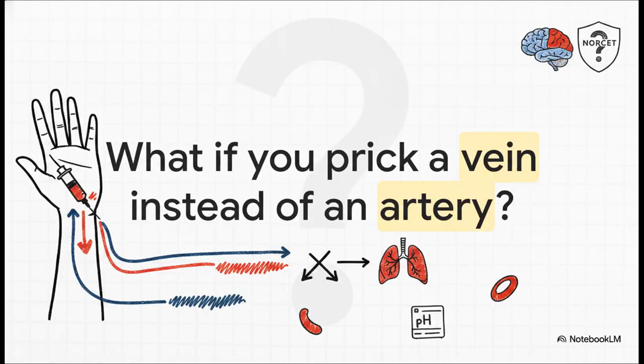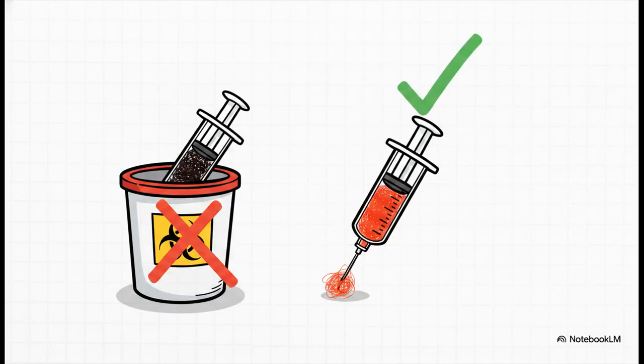So picture this. You're at the bedside, you're drawing the sample, and oops, you accidentally prick a vein instead of an artery. The blood flowing into your syringe is venous blood. What do you do? This is a super high-stakes scenario, and actually, it's a notorious trick question that pops up constantly on major nursing exams like NORCET. Well, the answer is absolutely emphatic. You discard that blood and retry immediately.